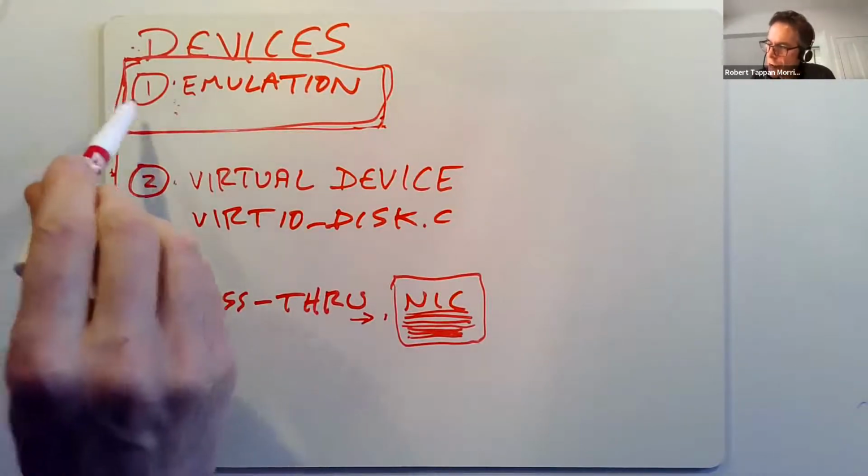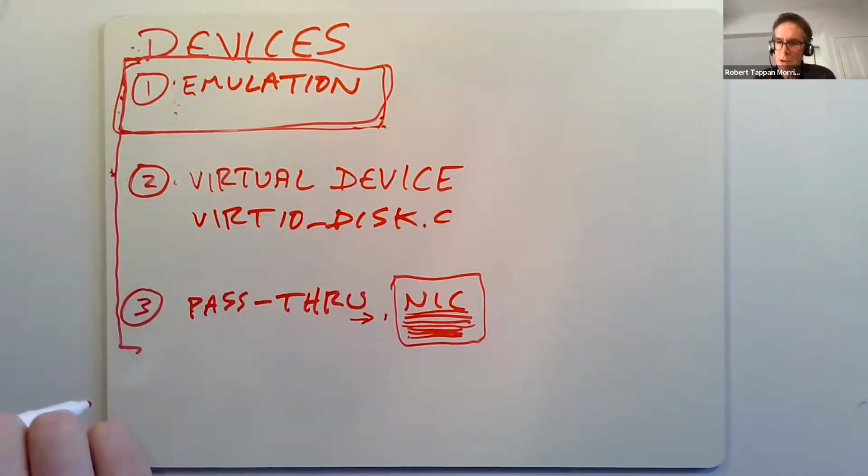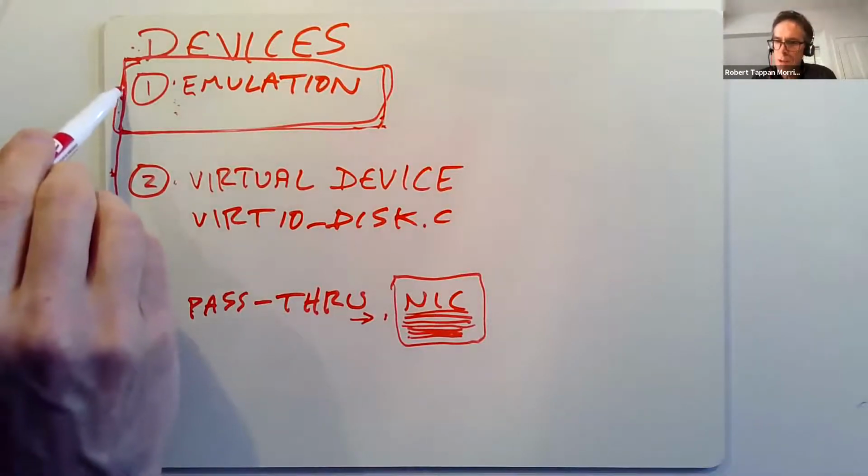And that means that every write of a device control register results in a trap into the virtual machine monitor, which costs maybe hundreds of cycles. And that means this is slow, this is inefficient.